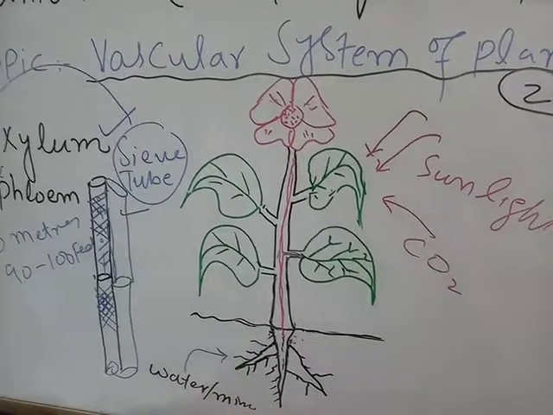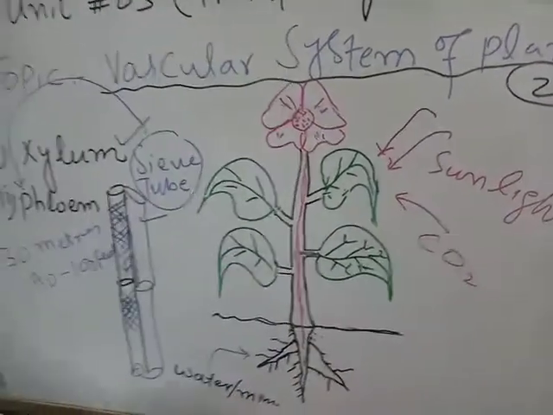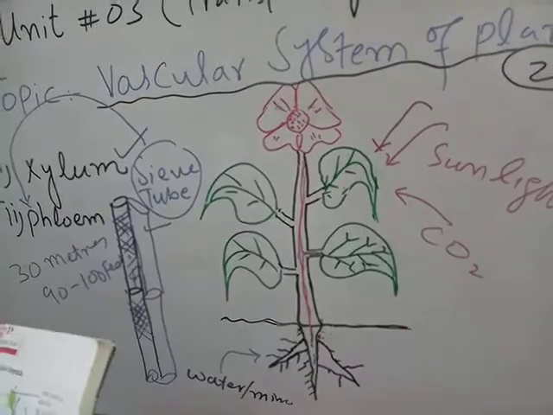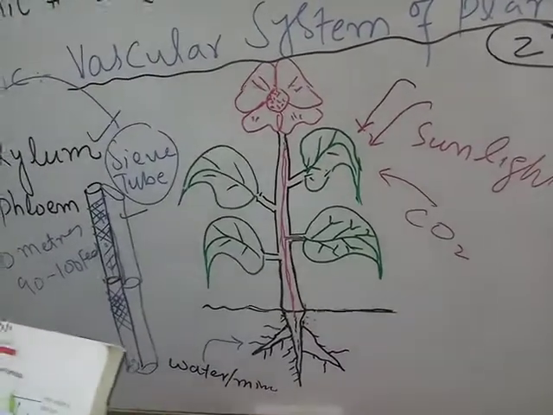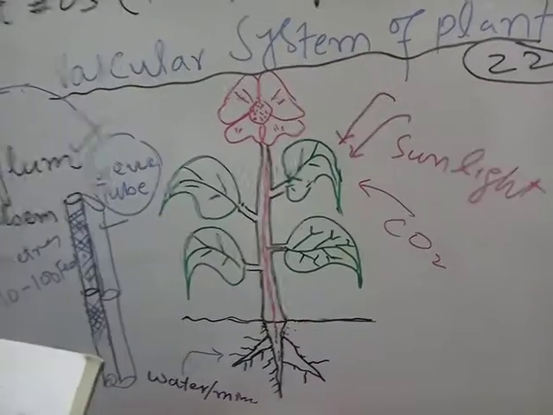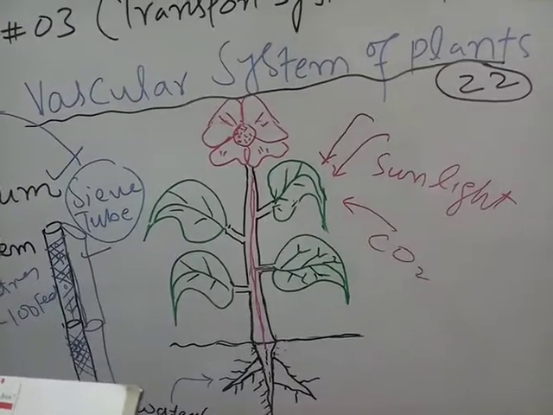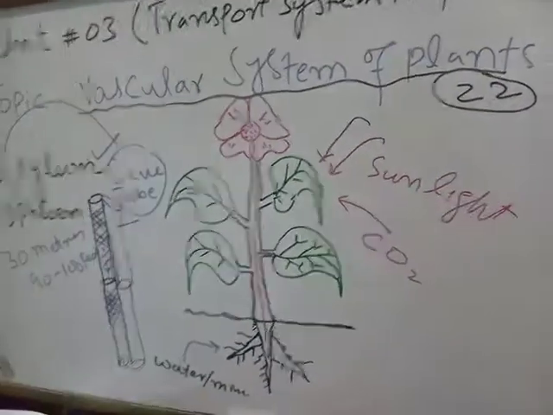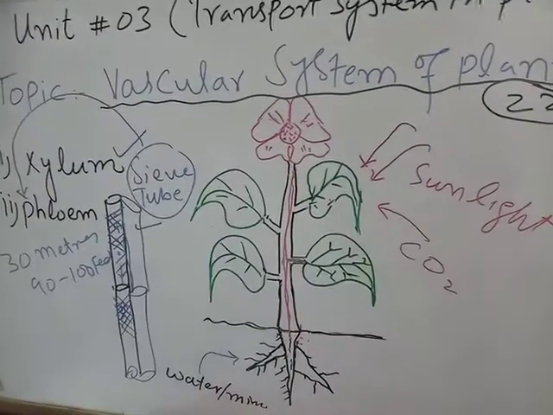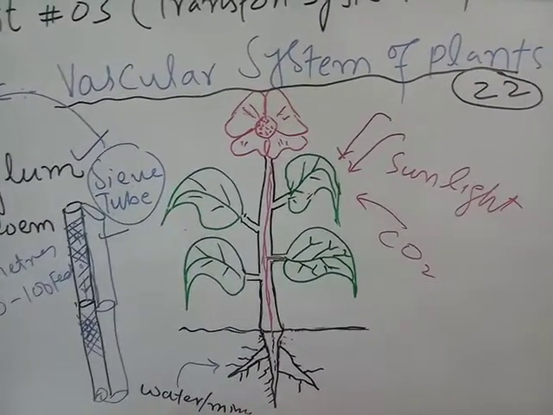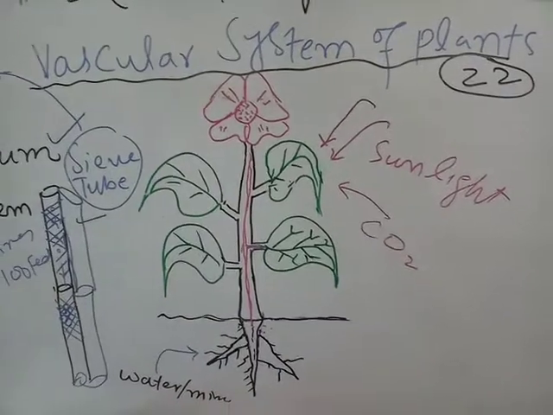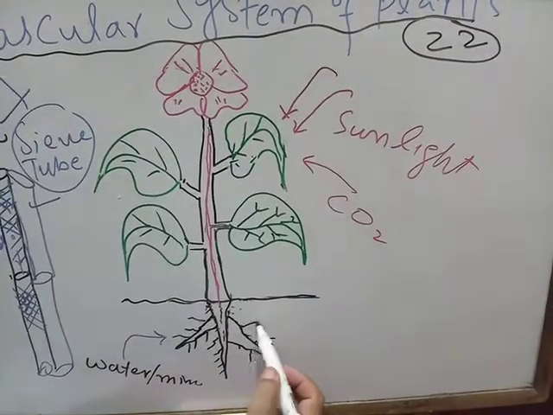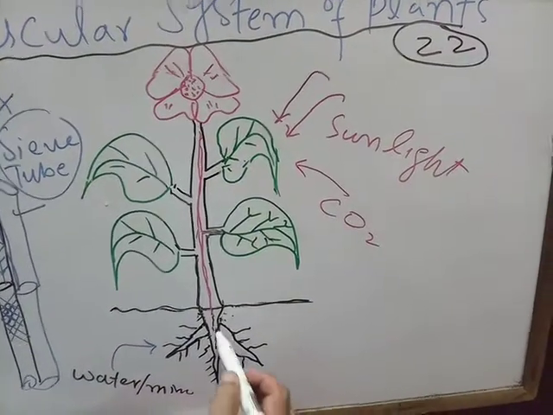Students, now we are going to discuss another topic. If you come to the middle of page 22, unit number 3, there is a topic, absorption of water by roots. That's a small topic, so let me discuss it briefly. You know, this is a root.